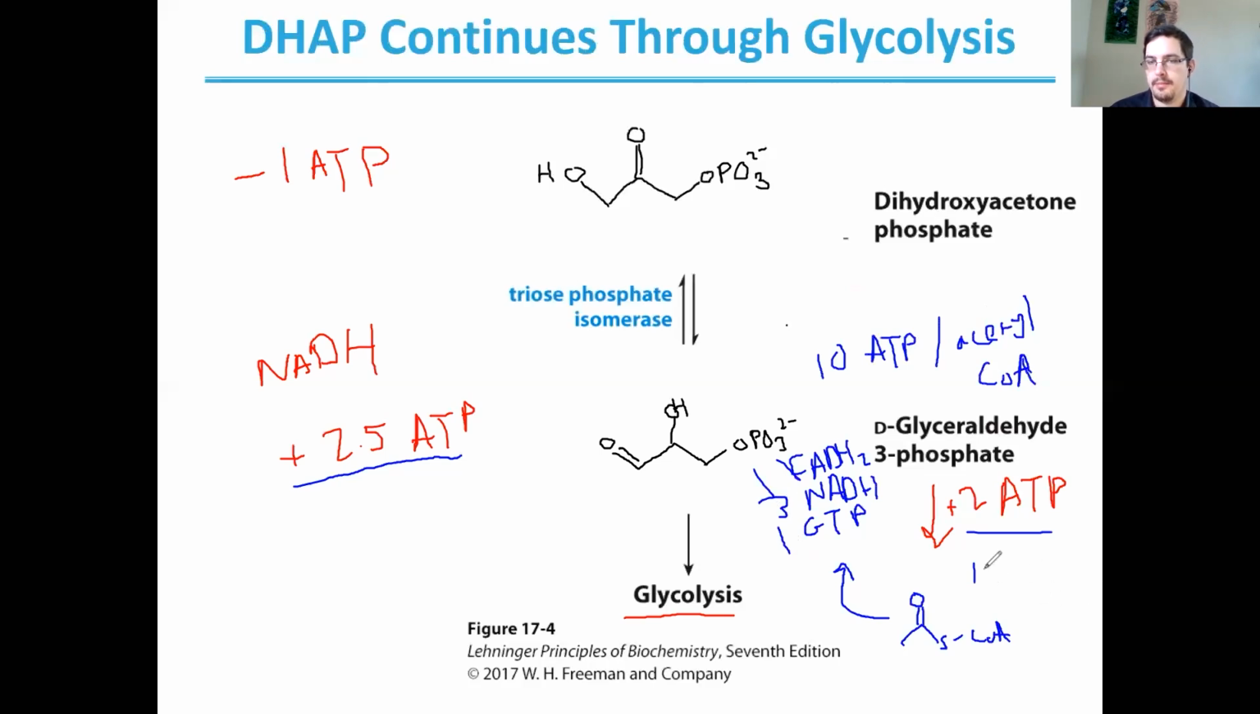And then we also get a couple more NADH as we go from glyceraldehyde 3-phosphate to that acetyl-CoA. So you would get a little bit more than that when you count what happens in the citric acid cycle as well.